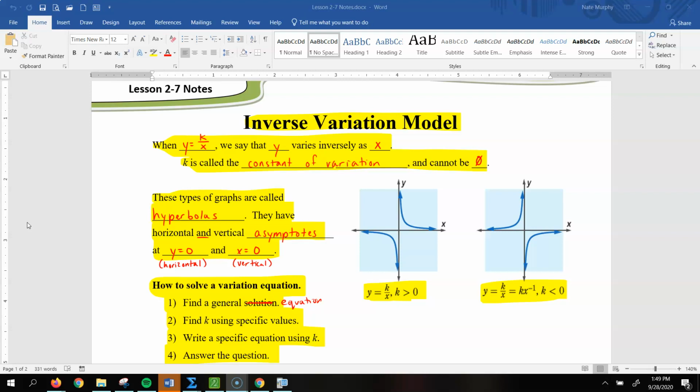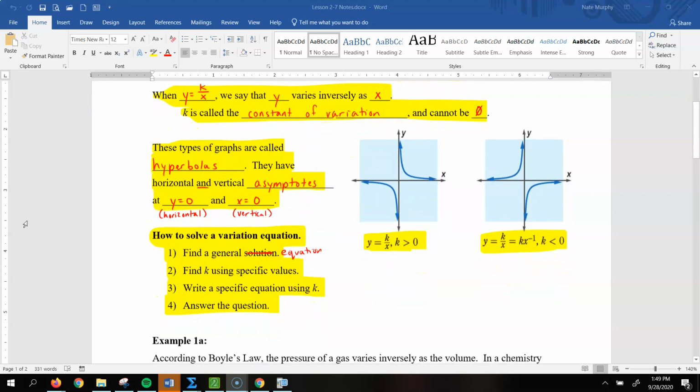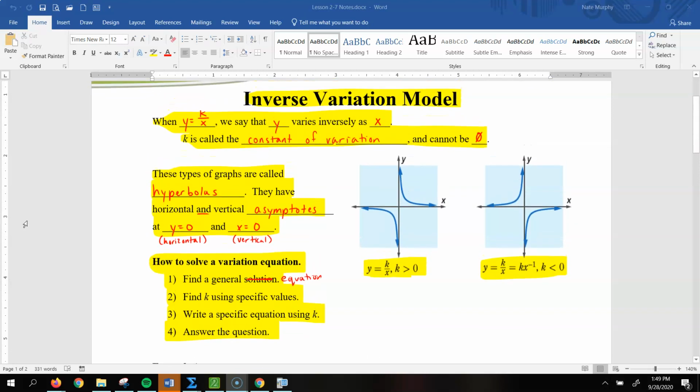Now, there's a 4-step process that we're going to use to solve a variation equation. And this is true for both parts of today's lesson. So the nice thing is these 4 steps are going to be the same 4 steps that we're going to use in the second half. But the first step is to find what we call a general equation. Just a general equation. So that would be y equals k over x or y equals k over x squared. And oftentimes, if we're dealing with a story problem, instead of x and y, we might use the letters that pertain or apply to a particular story problem.